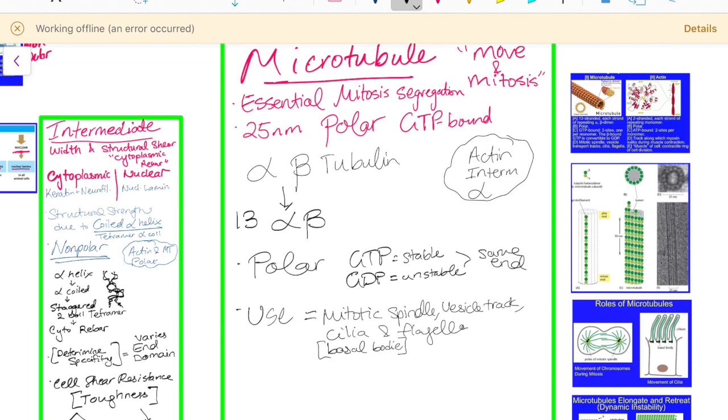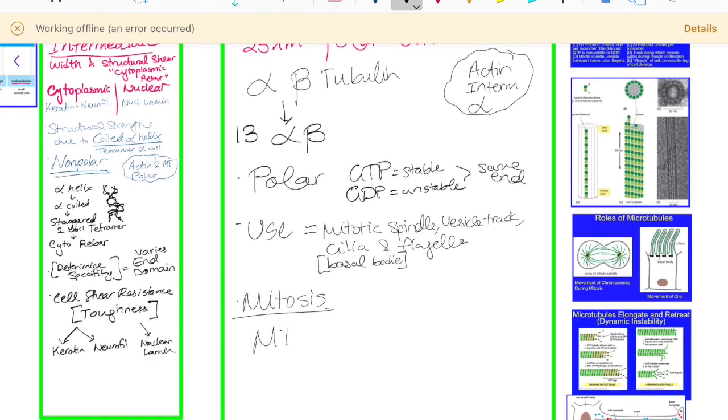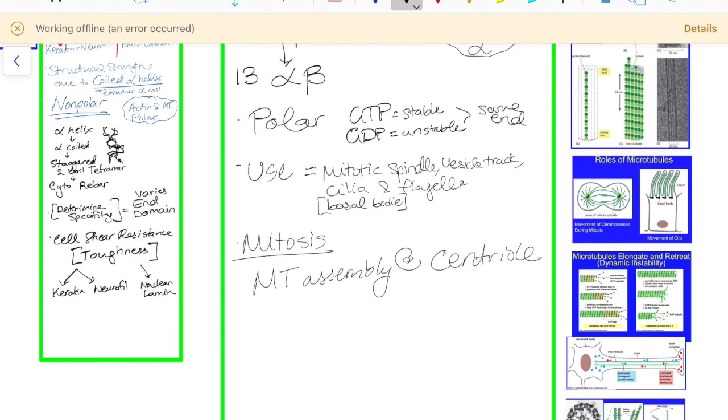Next, we will talk about how this happens in mitosis. So the microtubule assembly happens at the centriole, and from the centrosome you have a gamma tubulin from which the microtubule is able to grow in the center, and microtubule grows in all directions.